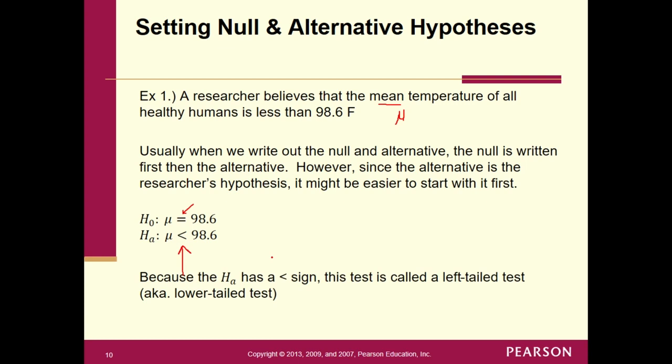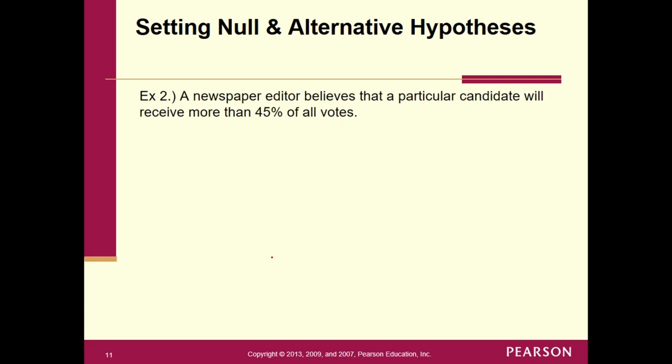So I just wanted to emphasize that, and there's the sentence for it, okay? Next example. A newspaper editor believes that a particular candidate will receive more than 45% of all votes. Okay, so now we're working with a percentage or a proportion. Since we're working with percentages or proportions, what are we going to be working with? We're going to be working with the population proportion P, aren't we?